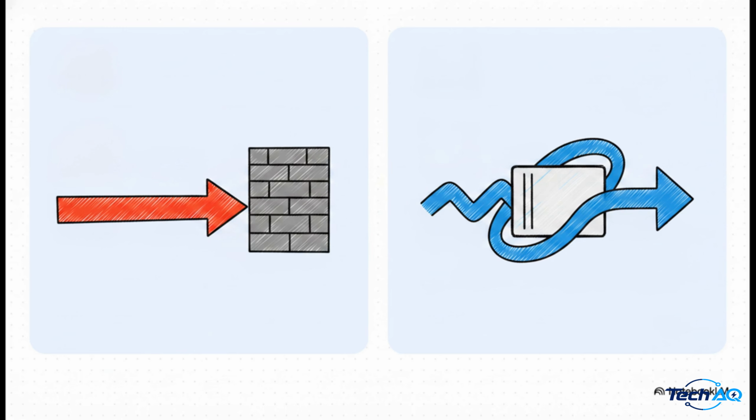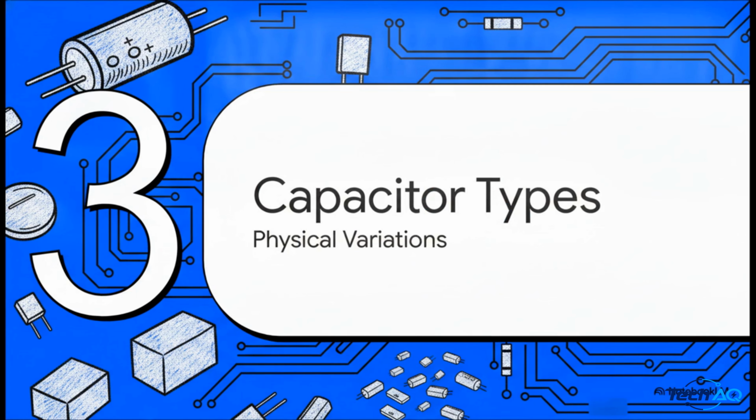But throw it in an alternating current, or AC circuit, where the current is constantly and fluidly switching directions, whole different story. Because the current is alternating, the capacitor continuously charges and discharges. So in an AC circuit, it actually lets the alternating current pass right on through, which makes it absolutely incredible for filtering signals. Let's move to Section 3, capacitor variations.